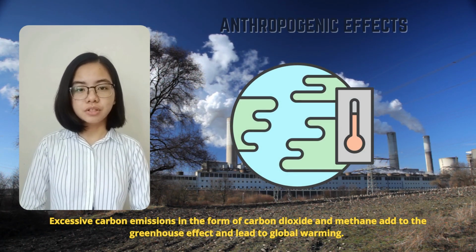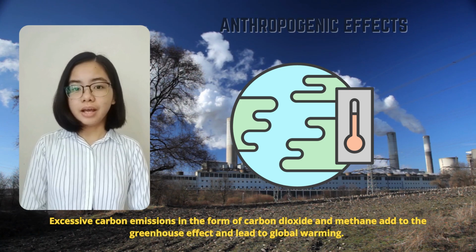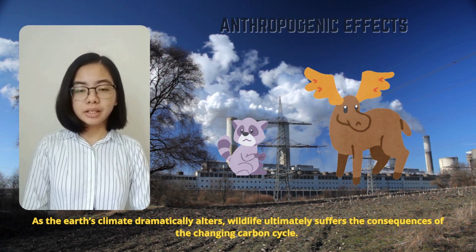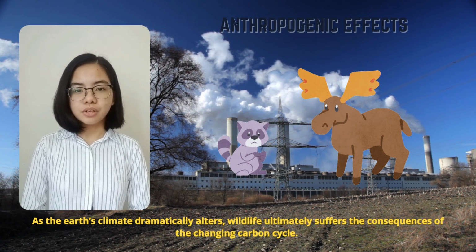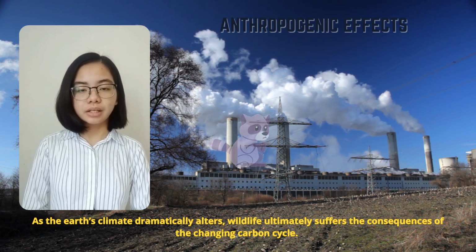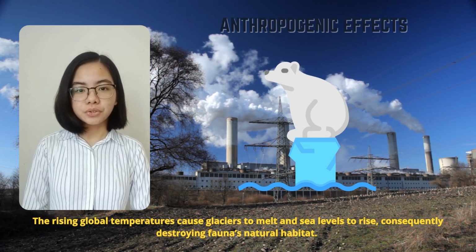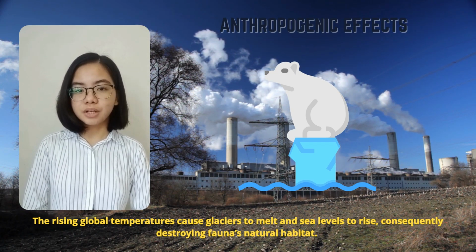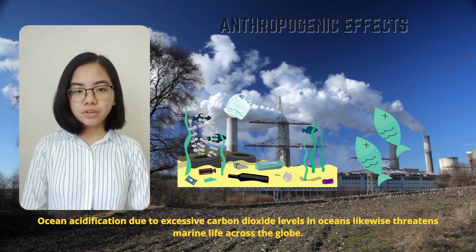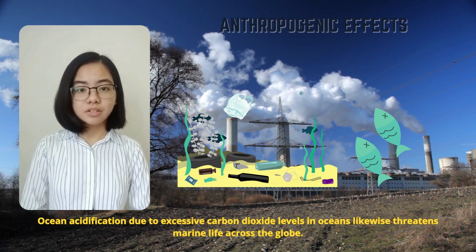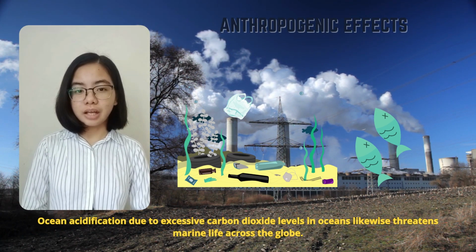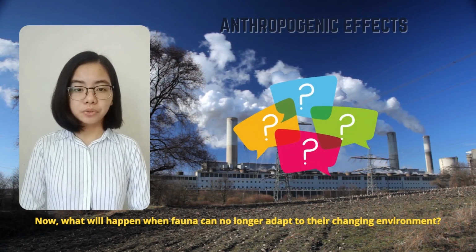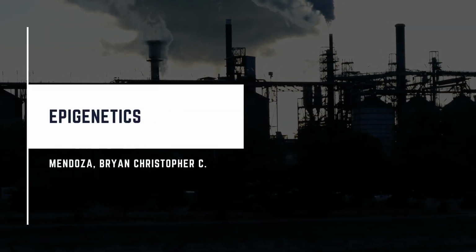Excessive carbon emissions in the form of carbon dioxide and methane add to the greenhouse effect and lead to global warming. As the Earth's climate dramatically alters, wildlife ultimately suffers the consequences of the changing carbon cycle. The rising global temperatures cause glaciers to melt and sea levels to rise, consequently destroying fauna's natural habitat. Ocean acidification due to excessive carbon dioxide levels in oceans likewise threatens marine life across the globe. Now, what will happen when fauna can no longer adapt to their changing environment?